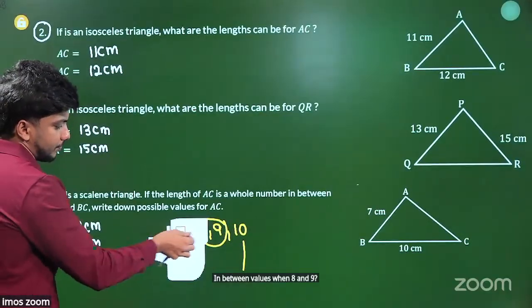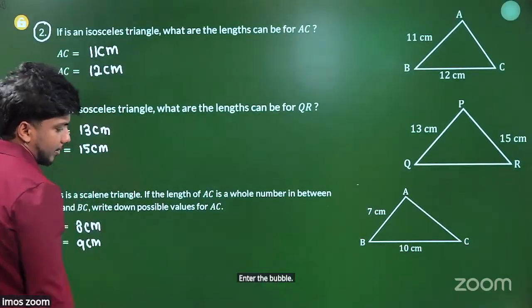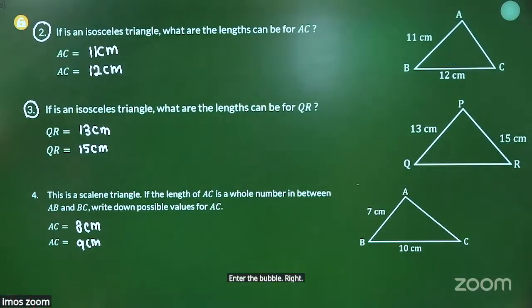Actually. Right. Can understand, right? Okay.